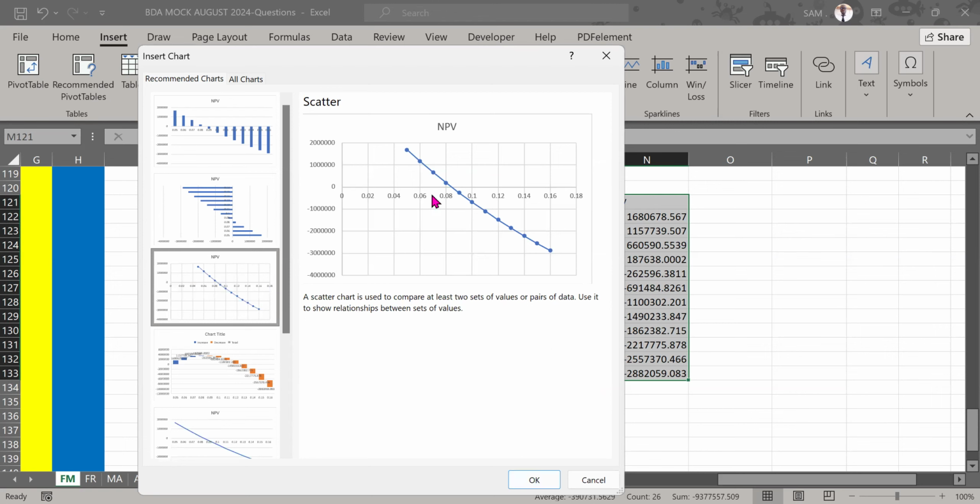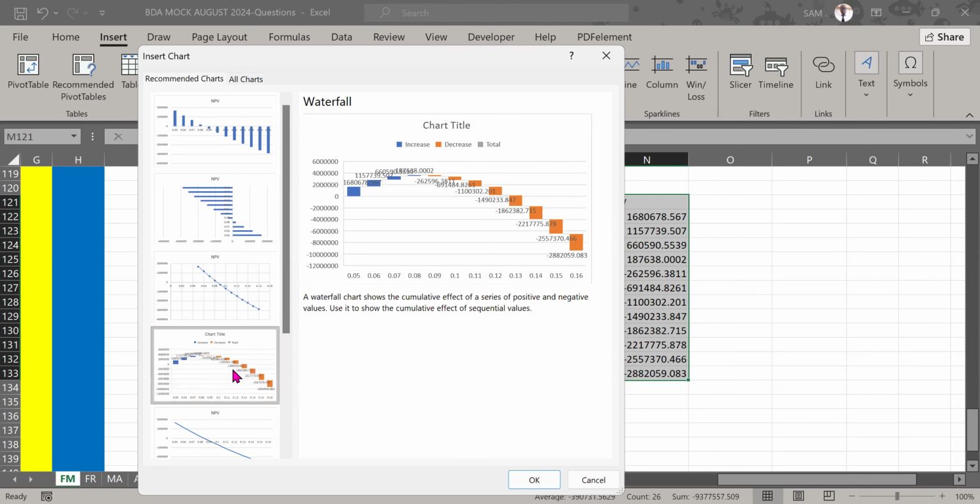I don't say that you have to pick the scatter. No, pick that which you feel best represents your data. You can even check the next one, waterfall. Waterfall, I think, shows the cumulative effect of a series of positive and negative values. So this one's interpretation might not be very easy because it's about cumulative effect, and that might not clearly bring out what we are looking at in this case.